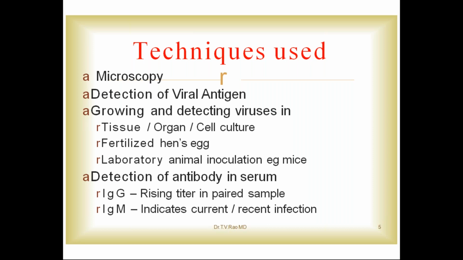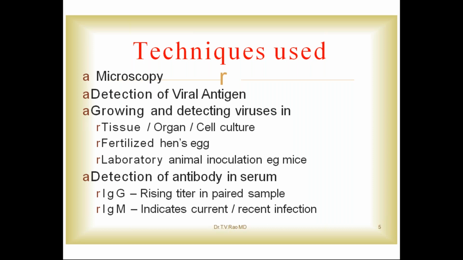Embryonated egg is a living cell. Why? Because it contains some embryo. Embryo means a live cell. Some other fluids, the yolk sac, allantoic cavity, amniotic cavity, the embryo fluid is there inside. Everything is living cells. That is why the viruses can be grown in the hen's egg. Embryo is there. That is why the hen's egg is useful for the growing of the viruses.